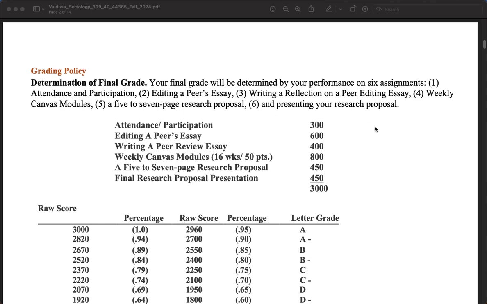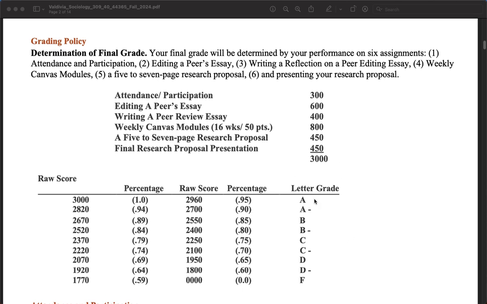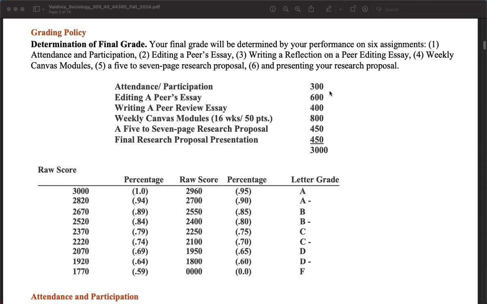Okay. All right, continuing. Editing a peer's essay is going to be worth 600 points, and then writing the reflection or response to that is going to be 400 points. The weekly Canvas modules are going to be 16 weeks, so one a week for 50 points, for a total of 800 points. And then the 5 to 7 page research proposal is going to be 450 points, and the final research proposal, 450 points, for a class total of 3,000 points.